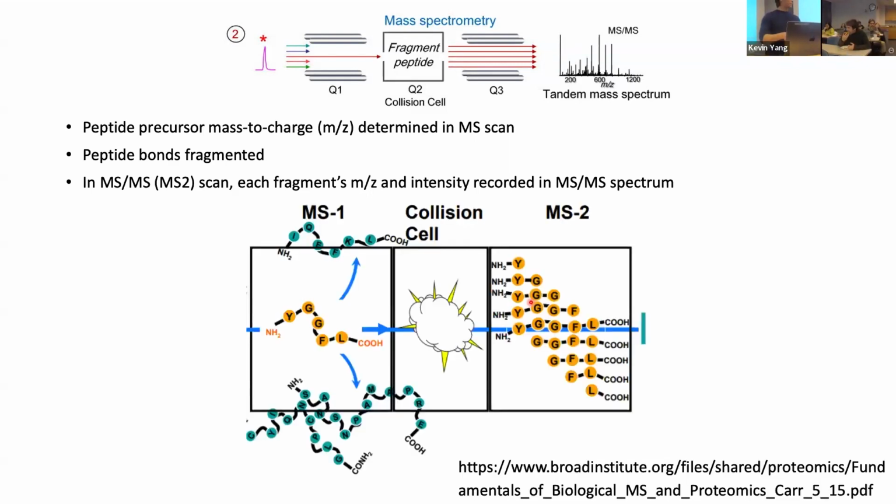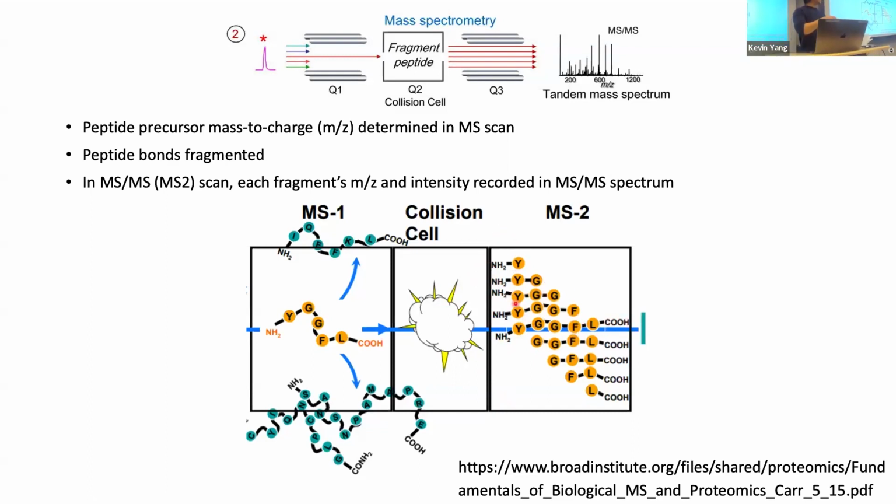So as you can see, you take your precursor that you identify in the first mass spec scan, put it into this collision cell, where you will basically throw energy at all the peptide bonds and then fragment them into these individual amino acids, these individual fragments here. And so you can see that they're being broken at every single amino acid bond.